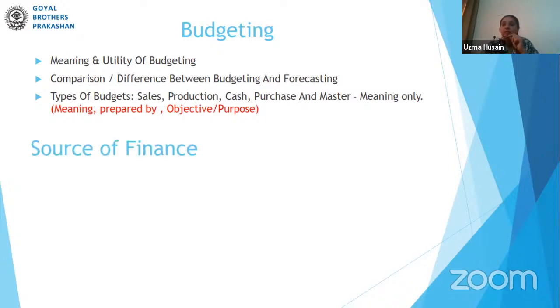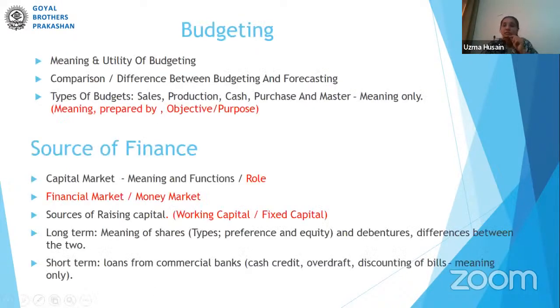Now coming to a little difficult chapter, I'm sorry. This is something which the children feel is a burden. Sources of finance. Why this chapter? Capital market, meaning of capital market, and role and functions of capital market.